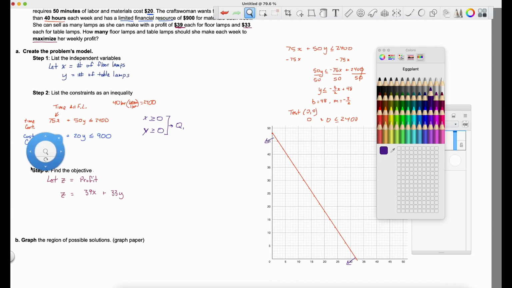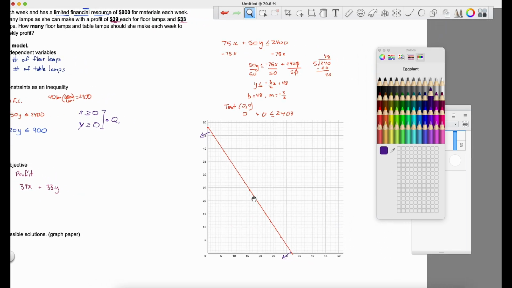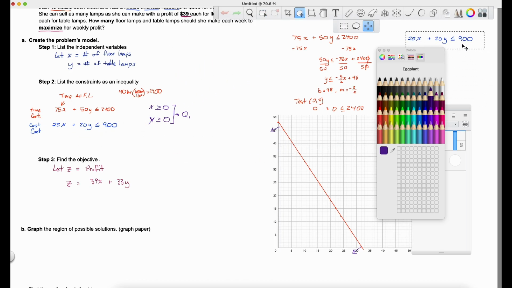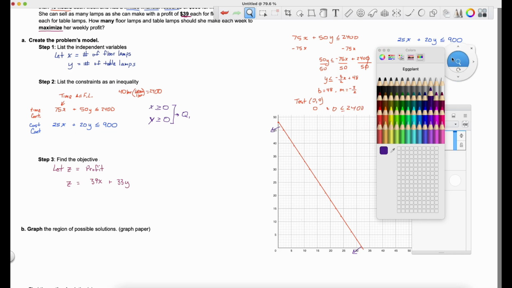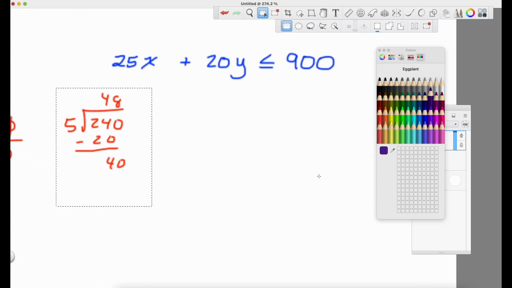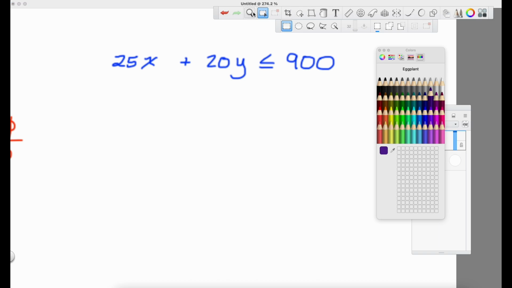All right, so now we need to do our cost constraint. 25x plus 20y is less than or equal to 900. You know what? Let's just copy this thing. Copy that. And let's bring it over here, and zoom in. And let's solve for y.